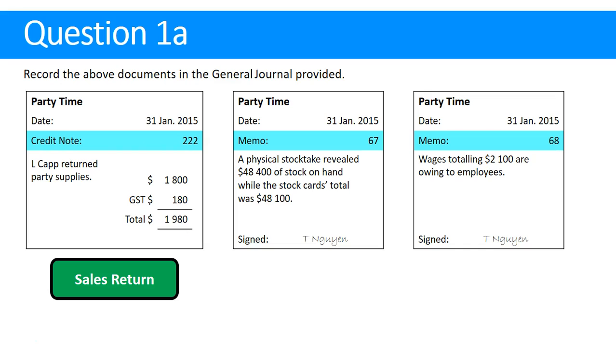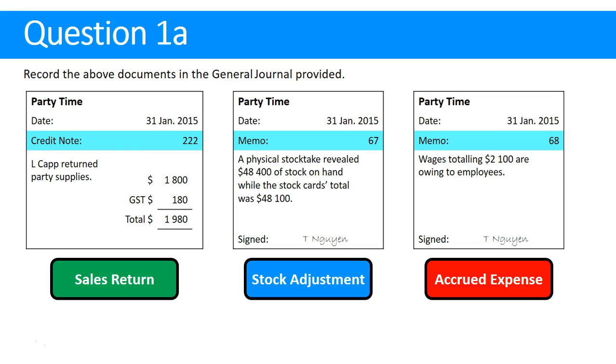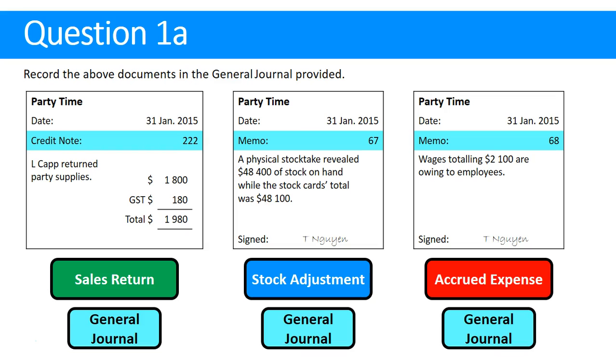So the first one, we see the name of our business, which is Party Time at the top. We're issuing a credit note to a customer called LCAP, so that will be a sales return. The second one referenced a stock take being different to the total on the stock card, so that'll be a stock adjustment. And the last one was a memo saying we actually owe some wages to employees, so that will be an accrued expense. So we're going to enter all 3 in the general journal.